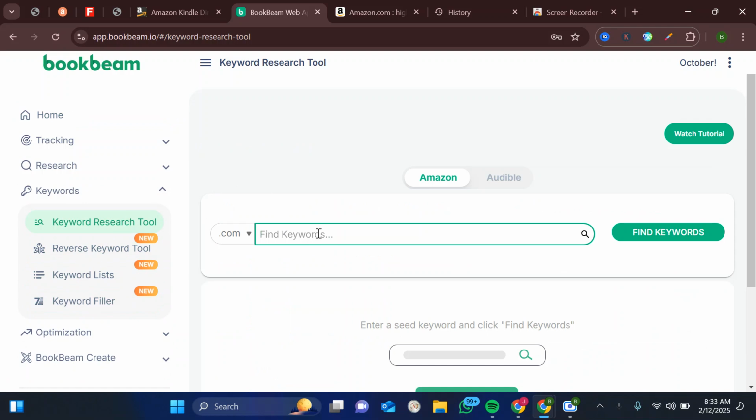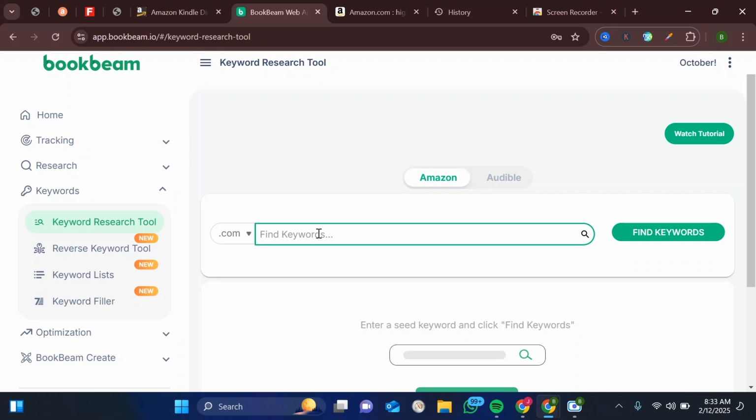So if you are doing any other niche, probably like automobile, or any other niche, for me now, I will use the cookbook I'm doing as an example.